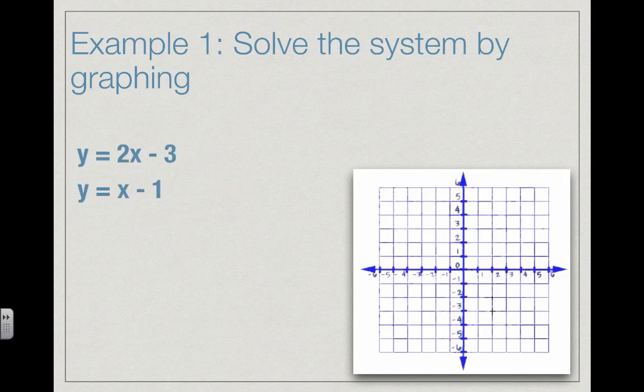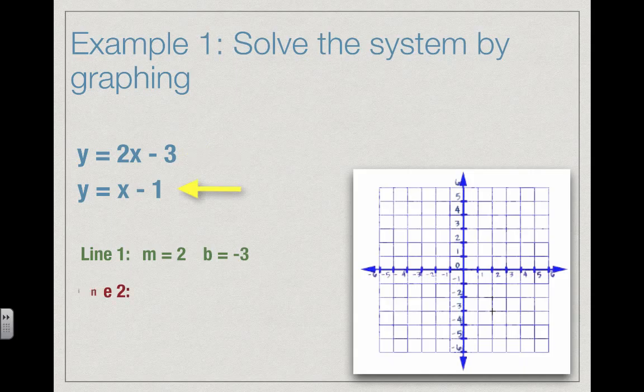At example 1, we have to take these two lines, graph them over here on this coordinate plane, and the solution is going to be where the two lines intersect. So let's take a look at this equation first. For line 1, we know that the slope, or the m value, is 2 because that's the number with the x. And we know that the b value, the y-intercept, is negative 3 because that's the number without the x.